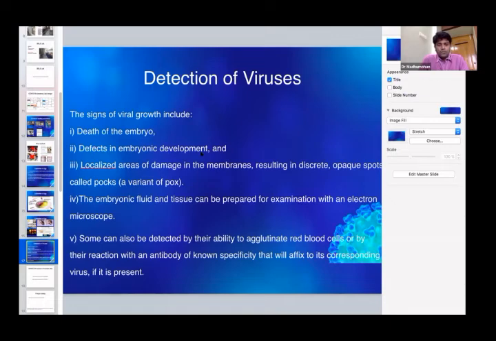You can also measure by damage in localized areas like membranes, and different signs resulting in discrete and opaque spots. We can see the spots, also called pocks. By all these signs we can see that the virus is growing in the embryo. And then the embryonic fluid and tissue can be prepared for examination by electron microscope. So if you further want to see virus levels in the egg, you can just take the sample and go for the electron microscope. And there are other methods, like we can see by agglutination of red cells, etc. I'll explain later.